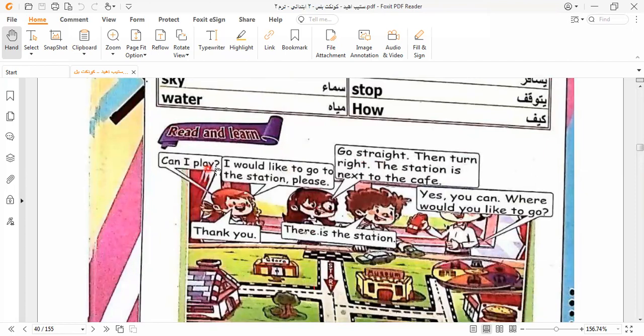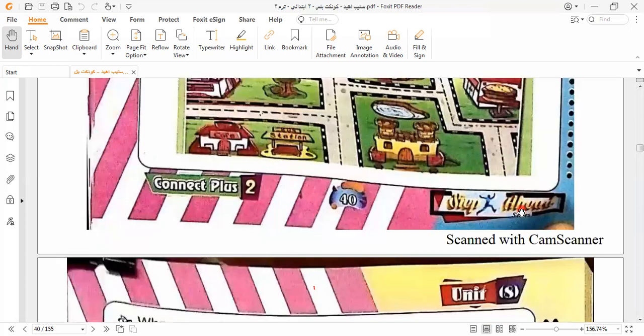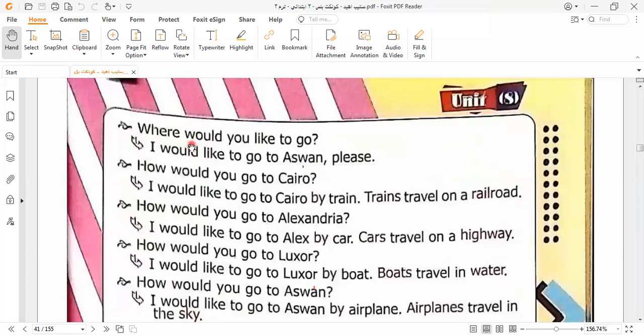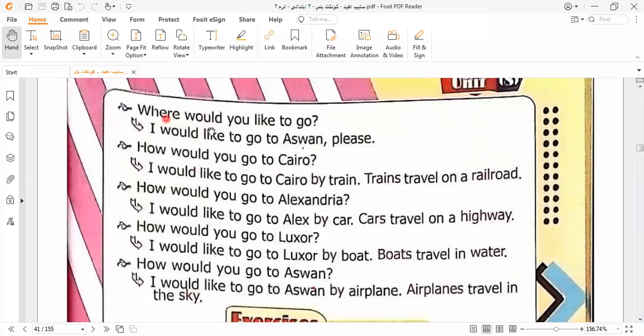Can I play? Thank you. I would like to go to the station, please. There is the station. Go straight, then turn right. The station is next to the coffee. Yes, you can. Where would you like to go? Here are questions we must study with each other. Where would you like to go? I would like to go to Aswan, please.